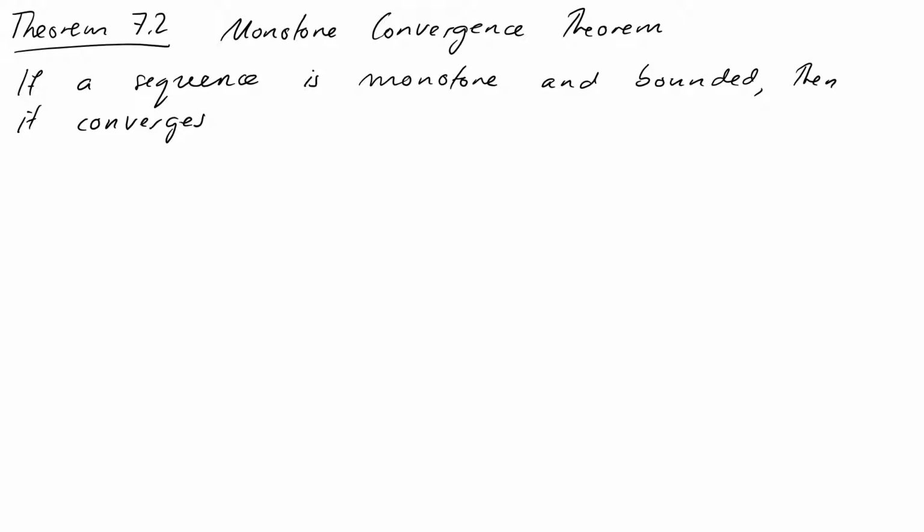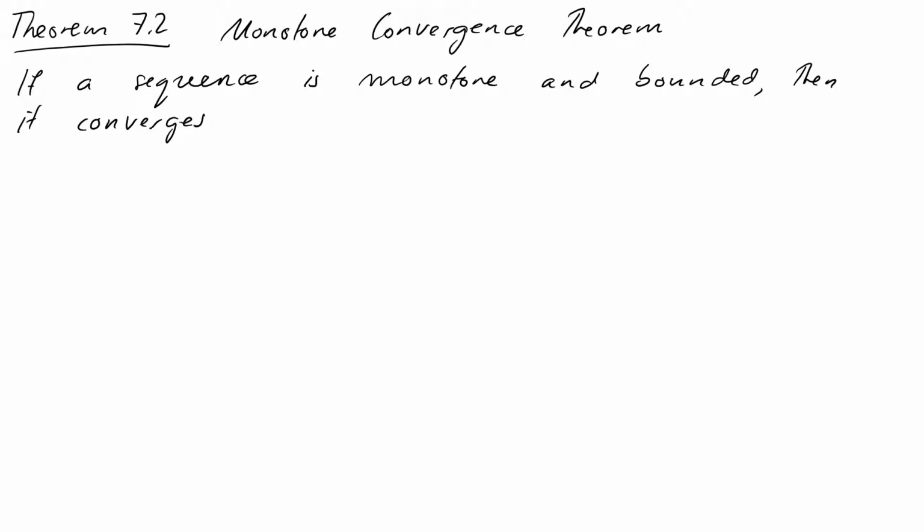So here is our result that we're going to prove, and it's called the monotone convergence theorem. It says that if a sequence is both monotone and bounded, then it converges. What's notable about this from our perspective is that it's the first time we've got a convergence result that doesn't actually have the limit of the sequence as part of the theorem statement. So all we have to do is check our sequence is monotone and bounded, then it's guaranteed to converge.